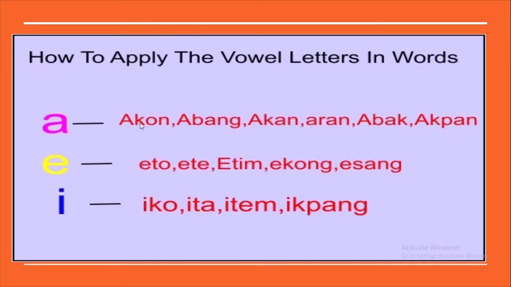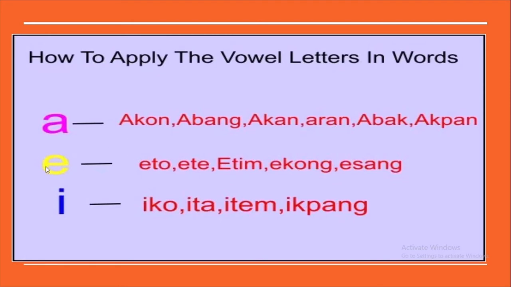Akon is a person's name. Abang means pot. Not actually the normal cooking pot, but a local water jar that is used for fetching water at home. Then we have Akan, a person's name. Aran, red oil or palm oil. Abak is a local government in Akwa Ibom State. And Akpan, which is the first son in the house. So you see that all these words have the sound A in it, represented by letter A.